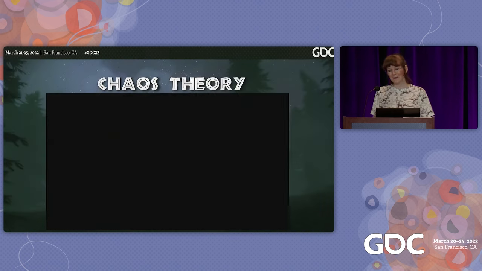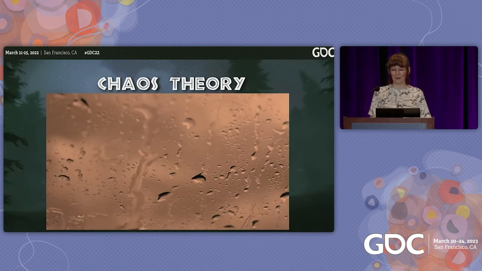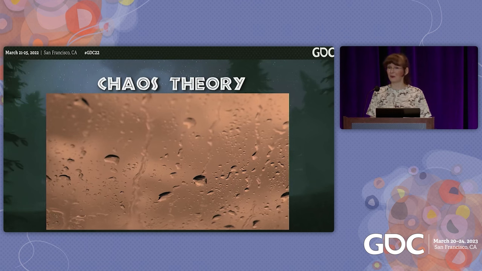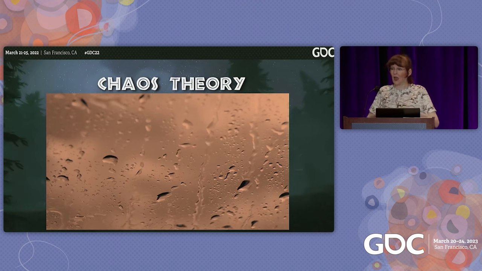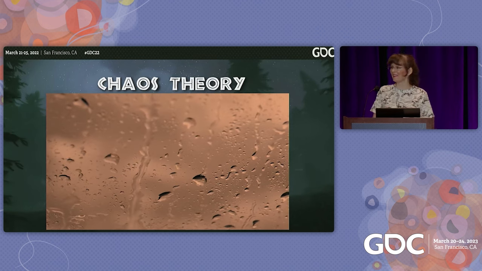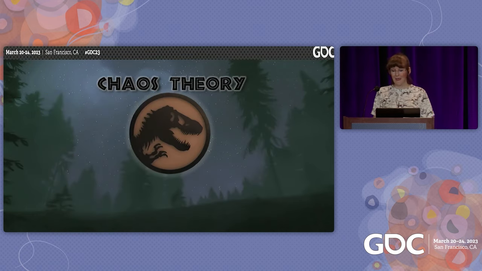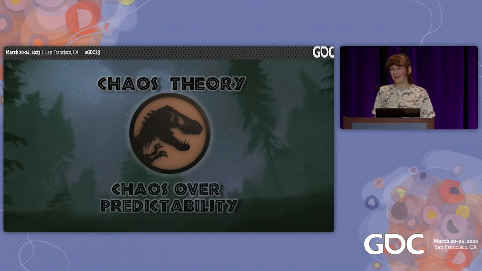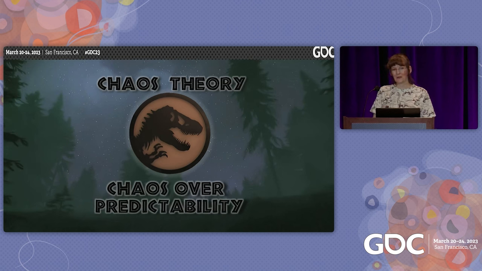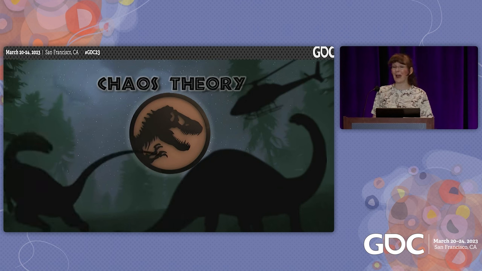When Jeff Goldblum uses water droplets to talk about chaos theory in the original Jurassic Park, he tells us that chaos theory deals with predictability in complex systems. By enhancing chaos over predictability, we can introduce exciting complexity into our game music. For me, these techniques were vital in helping players to feel as if they're having a gripping adventure in the Jurassic world. Thanks very much for coming to my talk today.